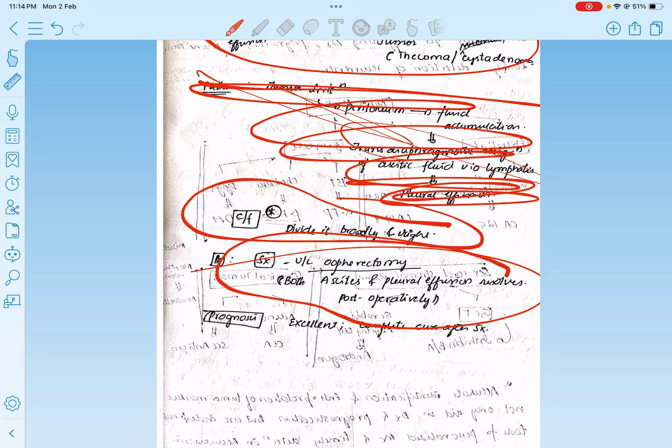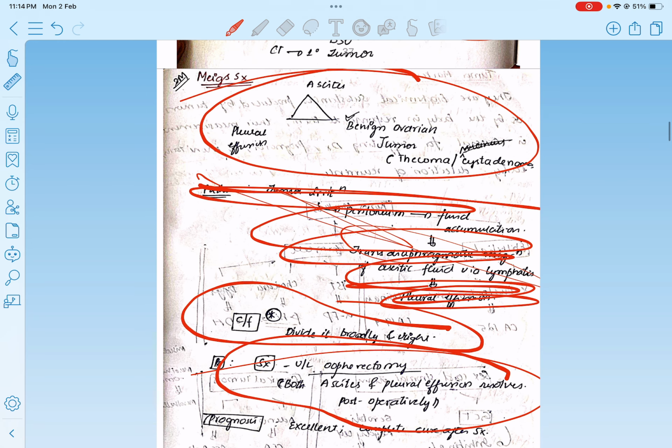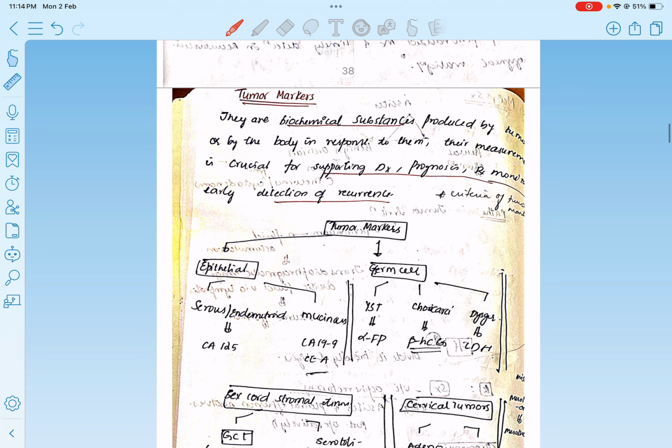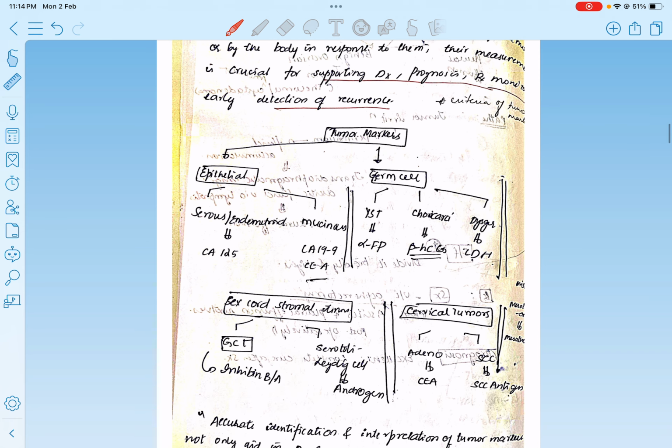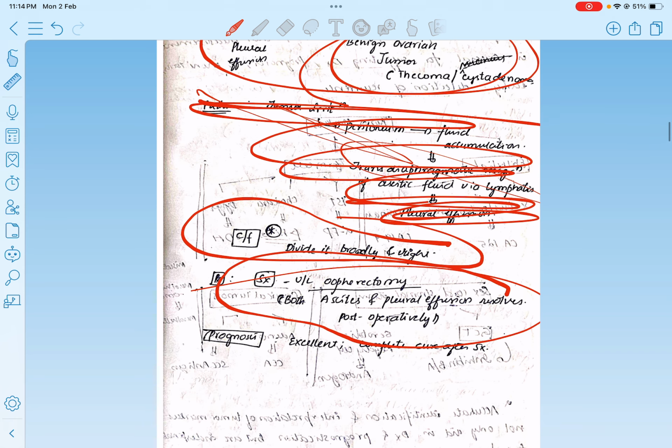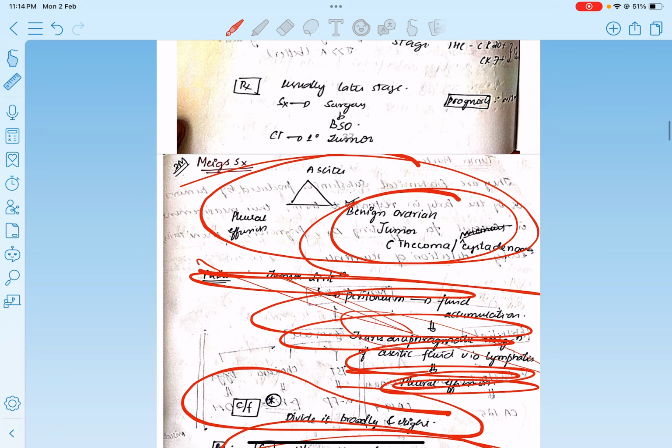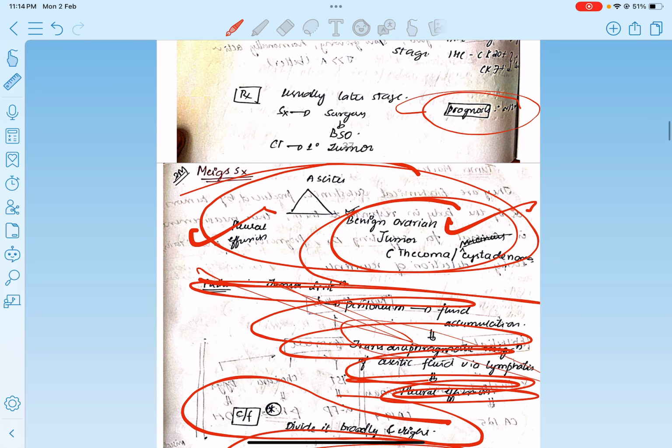And if you do the management of the thecoma or cystadenoma, then the concept itself will resolve. Okay, the pleural effusion itself will resolve. What are the 3 components? Pleural effusion, the ovarian tumor, and the ascites part. Both will get resolved if you treat this.